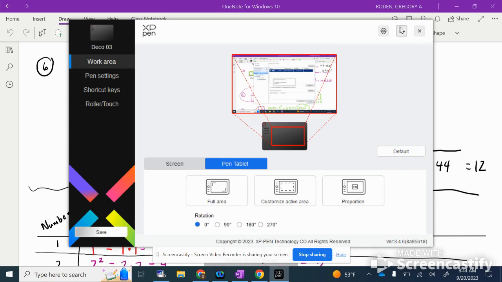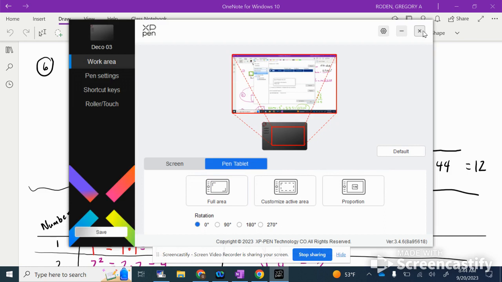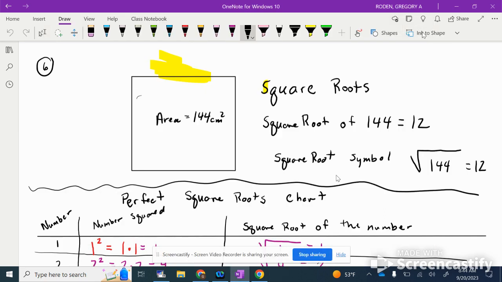Okay, so, sorry, get rid of that here. My board is giving me some problems here, so get rid of it.